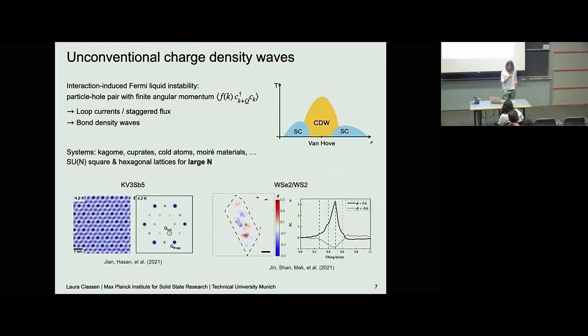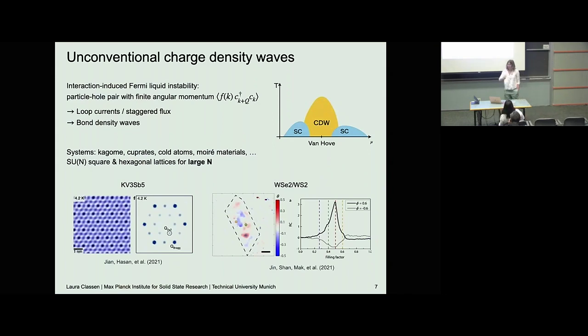Now, recently, several systems have emerged where the spin density wave is replaced by a charge density wave, and that charge density wave can be unconventional. With that, I mean still an interaction-induced Fermi-liquid instability in the particle-hole channel. So we have this typical charge density wave, but it can have a finite angular momentum.